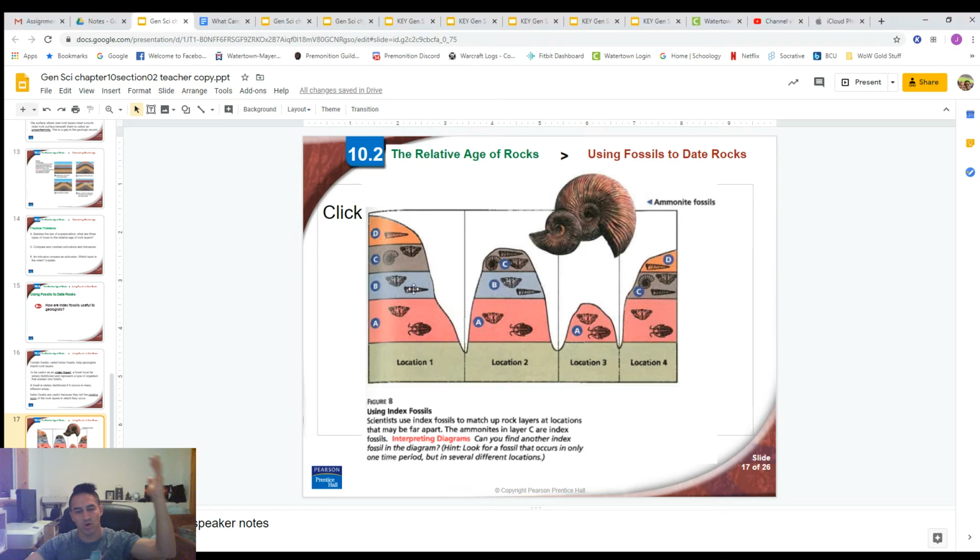So if we use the law of superposition, we might think that layer B with these two and layer C, we might think these are all the same age because they're all at the same level. But in reality, we know that this layer C here in location 4 is actually younger than these layers here in location 1 and 2 because it has a fossil in it that is found in layers that are above layer B in location 1 and location 2. Because this ammonite fossil can be used as an index fossil to tell us that these 3 layers here in location 1, 2, and 4 at layer C are all the same age. Okay, so this is where index fossils can really be helpful.